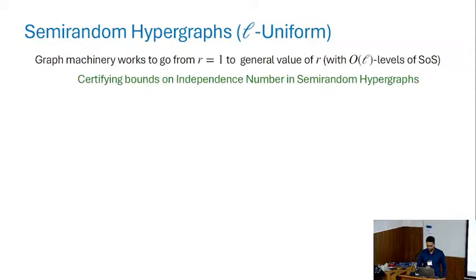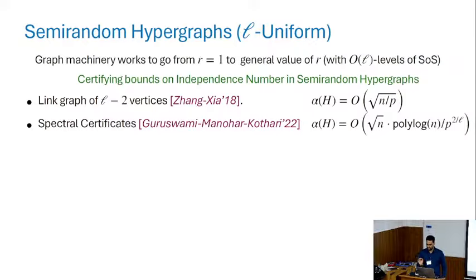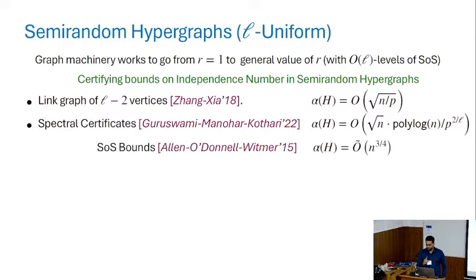It's about certifying bounds on a semi-random hypergraph. So there are some results, but they do not have the right dependence either in terms of n or p. They seem to be away. And also these are not SOS bounds. These are not robust certificates. These are only in the random graph. SOS certificates, which will be robust to these adversaries, are only known for n to the power 3 by 4. This is the paper by Allen, O'Donnell, and Witmer, which studies more general CSPs, but they also talk about independent sets.